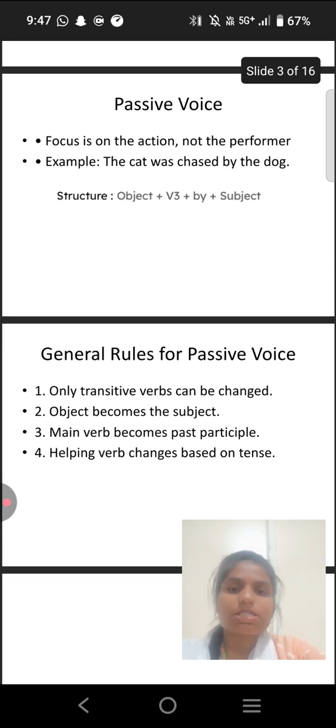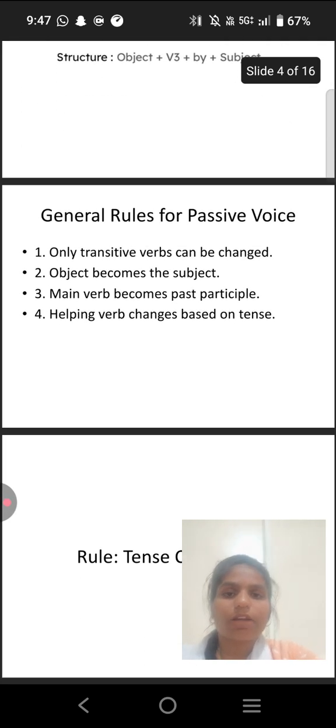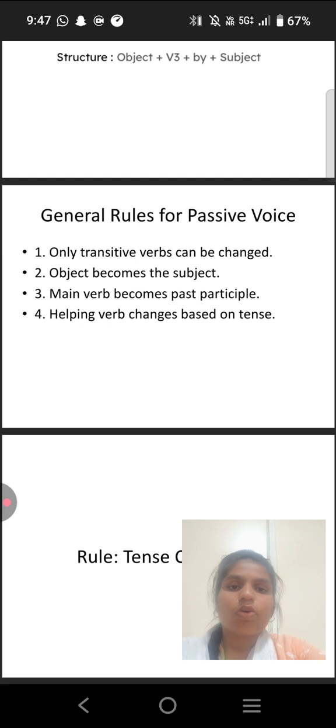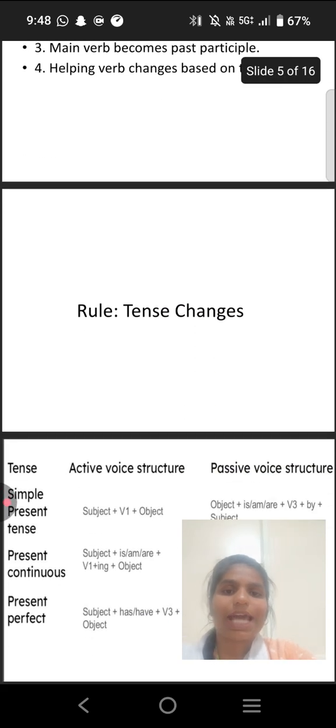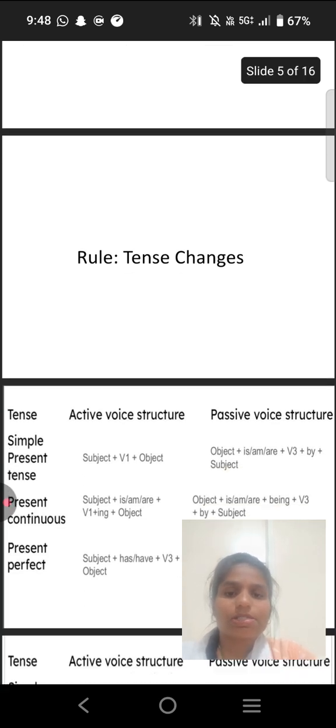In passive voice, some general rules are also there. Only transitive verbs can be changed. The object becomes the subject. The main verb becomes the past participle. The helping verb changes based on the tense. We also have changes in active voice and passive voice across tenses.